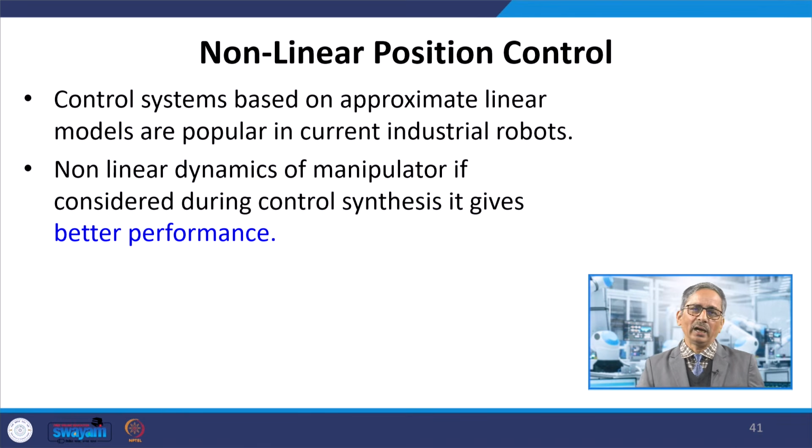Then a little more complicated type of control is the nonlinear position control. Here, control systems based on approximate linear models are popular in current industrial robots, but if the nonlinear dynamics of the manipulator are considered during control synthesis, it is naturally going to give better performance.